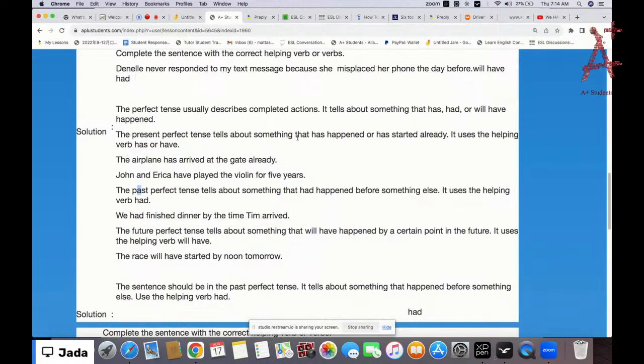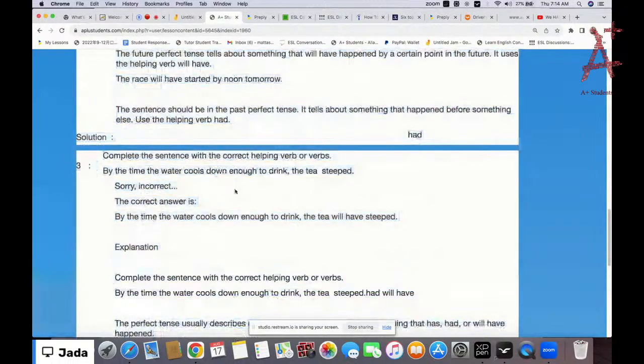Okay, so complete the sentence with the correct helping verb or verbs. By the time the water cools down enough to drink, the tea, dash, steep. So by the time the water cools down enough to drink the tea, we'll have steeped, right?